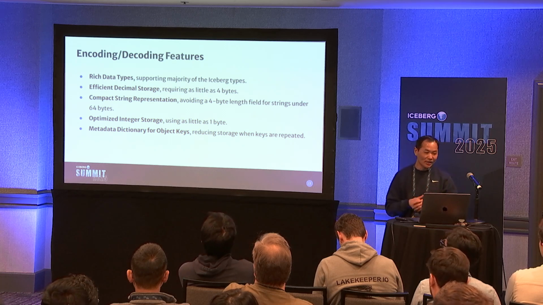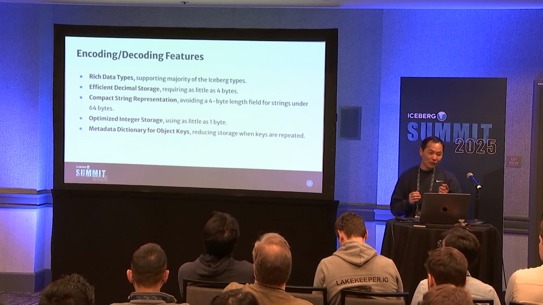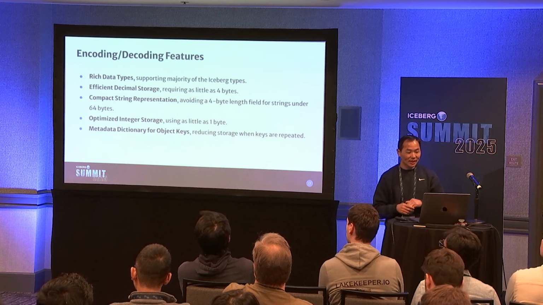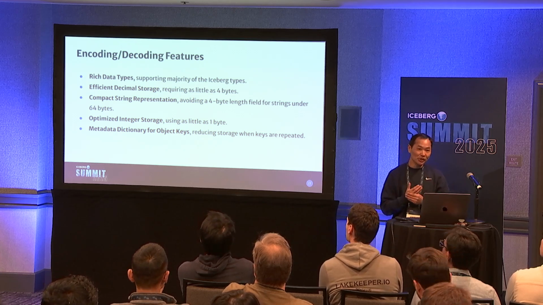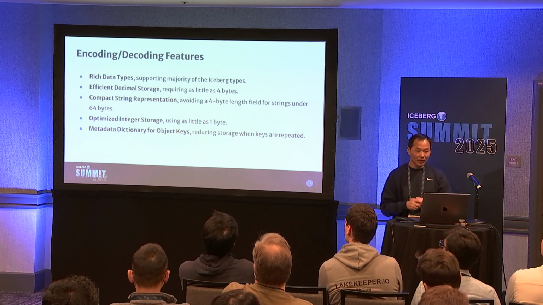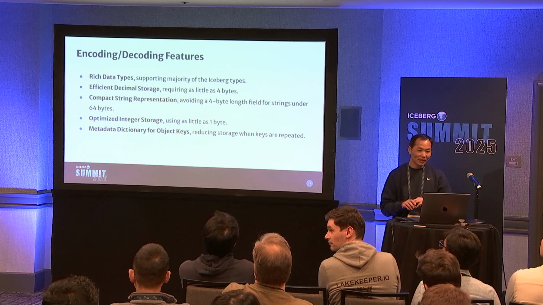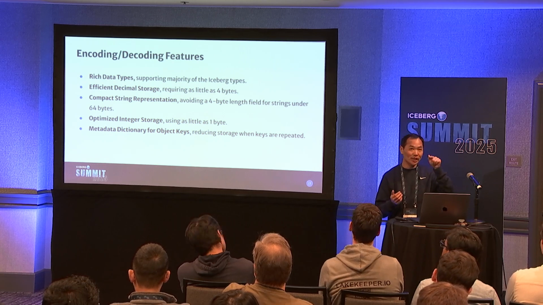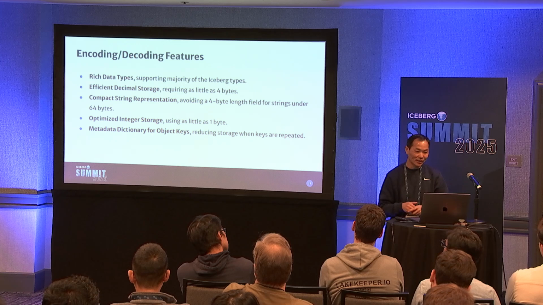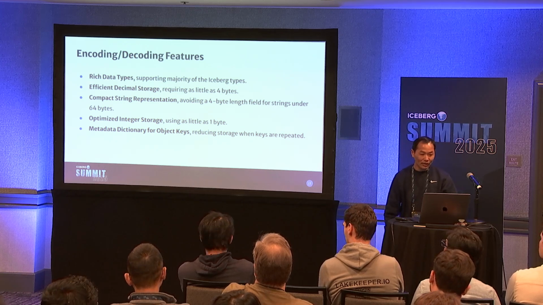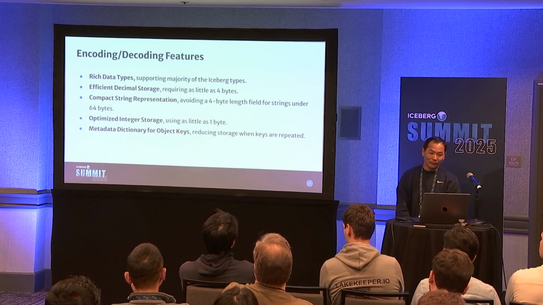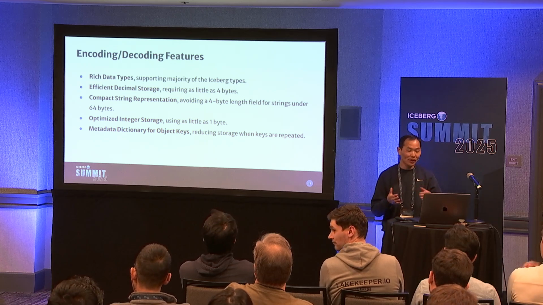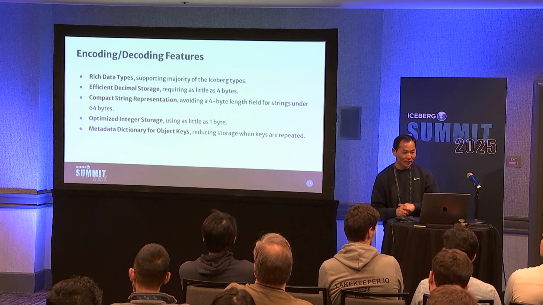To summarize a little bit: variant supports the majority of Iceberg types. Second, the decimal storage is pretty efficient. You can use as little as 4 bytes to store a decimal. It supports decimal 4 and decimal 8. And for strings, it has 2 ways to do the encoding: one is short string, and one is the regular primitive type encoding.